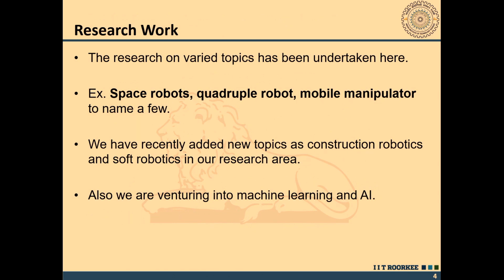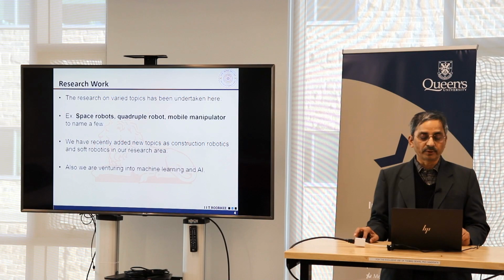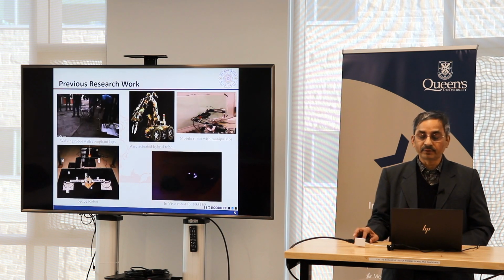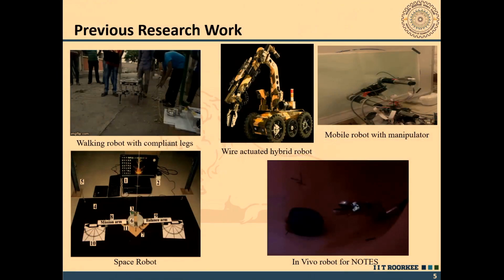So our research work is varied. We work on varied topics under robotics, such as space robot, quadruped mobile manipulator, to name a few. We have recently added the topics of construction robotics and soft robotics in our area, and we are venturing into machine learning and AI application in robotics. So these are some of the earlier work which we have completed.